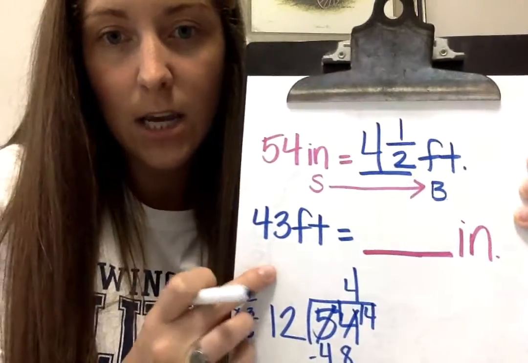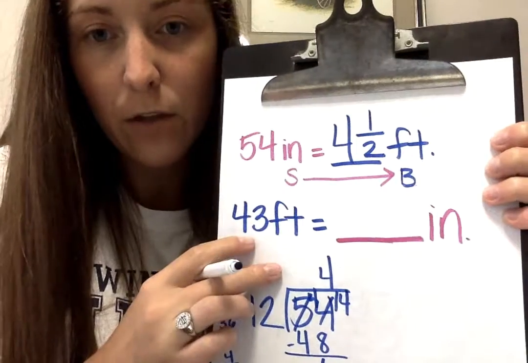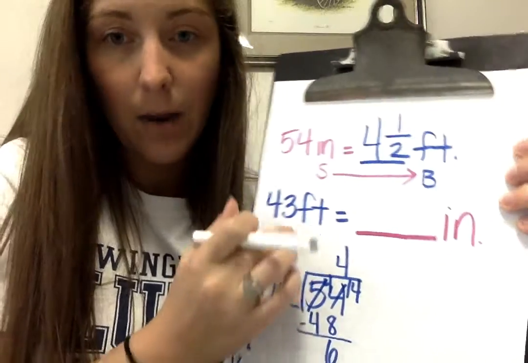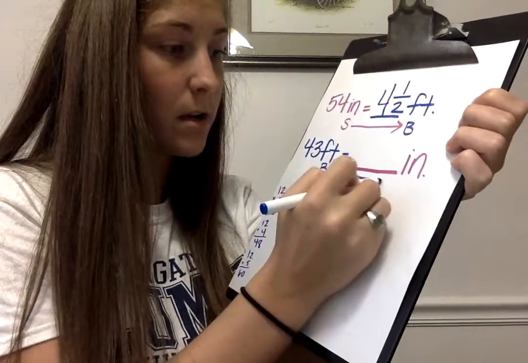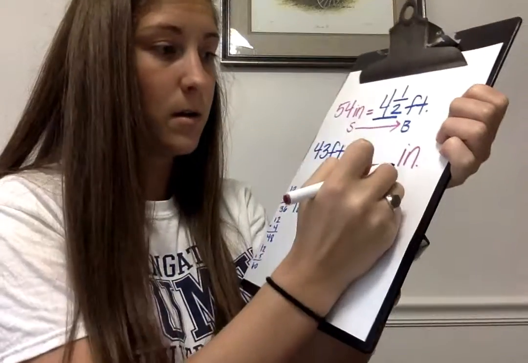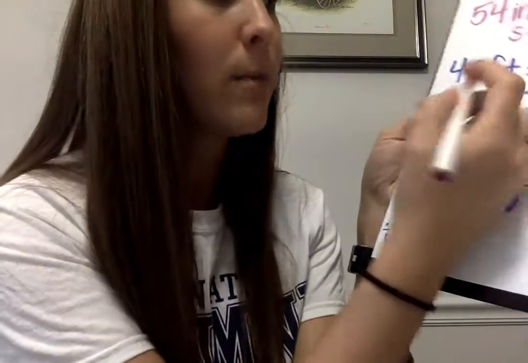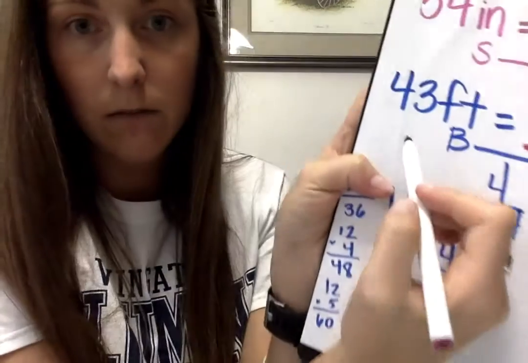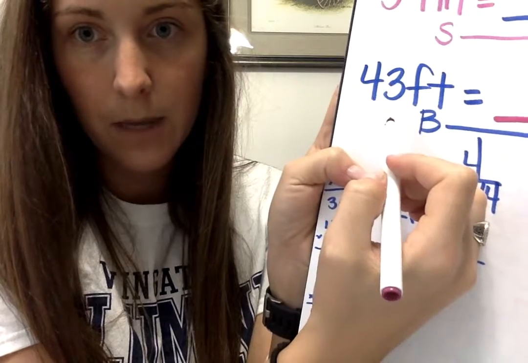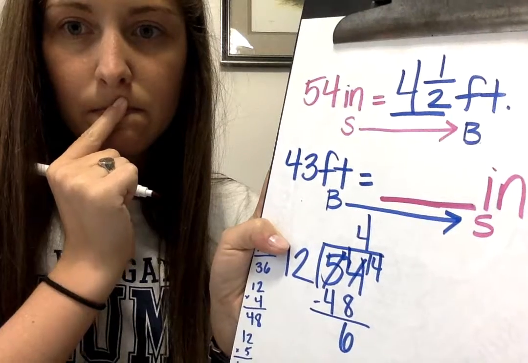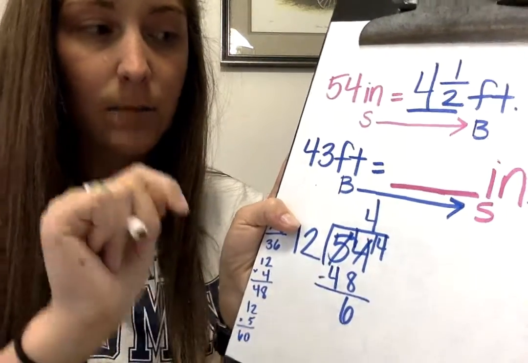Now, going down here, I switched it up on us. I have 43 feet to blank inches. So this time, I'm going from my big unit to my small unit. So this time, if I go from big to small, I have to multiply. Well, now my question is what do I have to multiply 43 by? How many inches are in 1 foot? Can anybody remember? There are 12 inches in 1 foot. Good, I heard somebody say it.